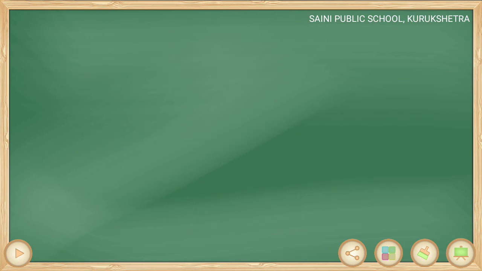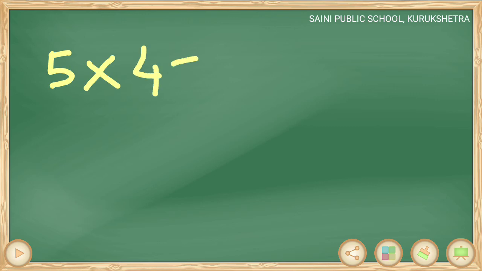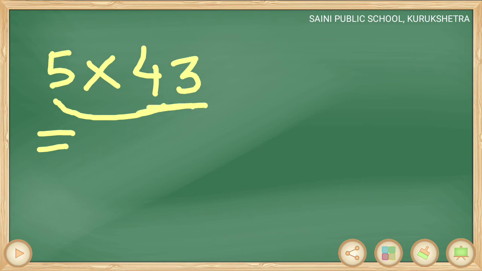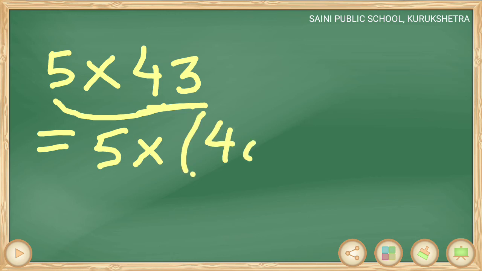Okay, now let us take another example. For example, here is a question, 5 into 43, and the question is, you have to solve it by distributive property. So if here is mentioned that you have to use distributive property, you can't multiply 5 by 43 directly. We will not multiply 5 by 43. First of all, we will regroup 43. We will divide into small parts. 5 into, you can write 43 as 40 plus 3.